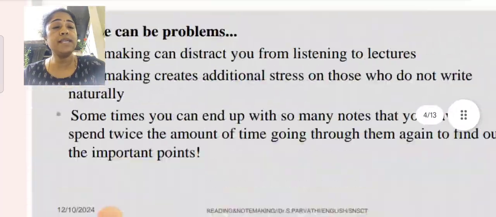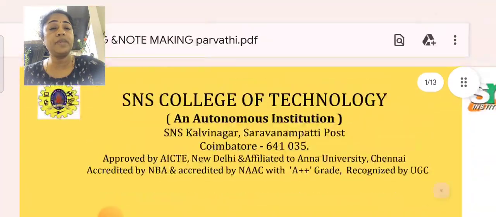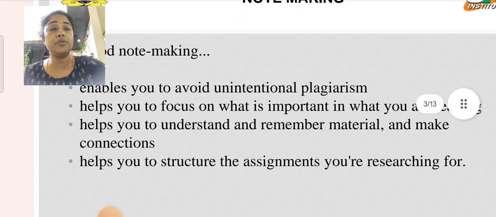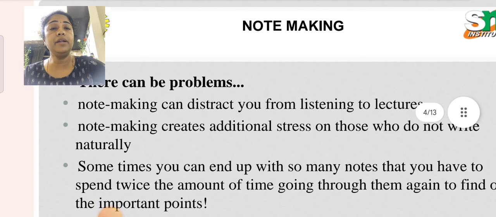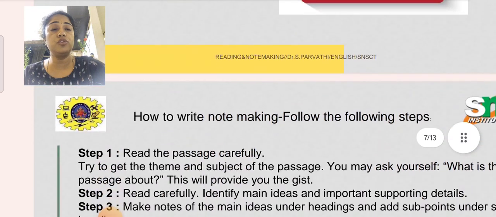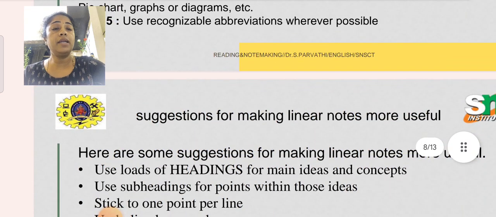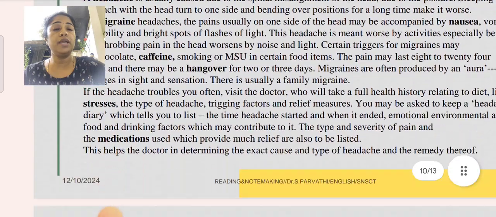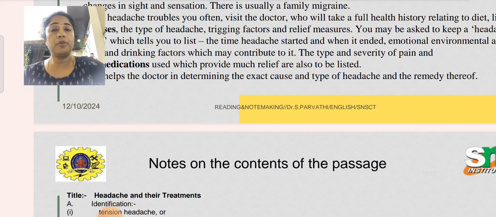So I hope you understand the difference between note making and note taking, what note making using the linear method is, what the characteristics of good note making are, and suggestions for making good notes. Okay, I hope you clearly understand properly, right?